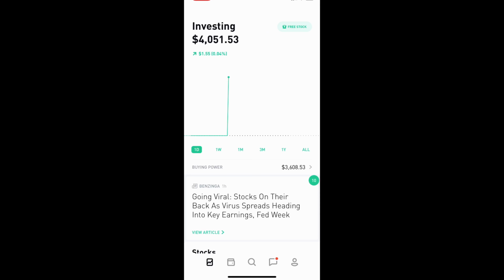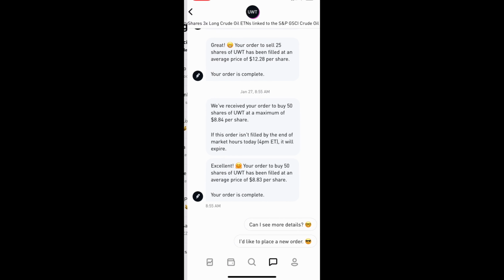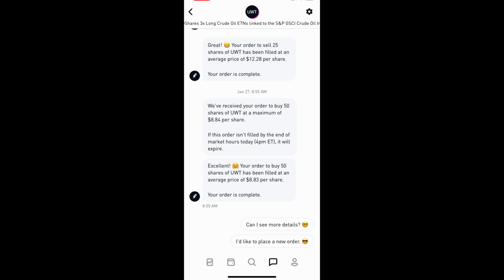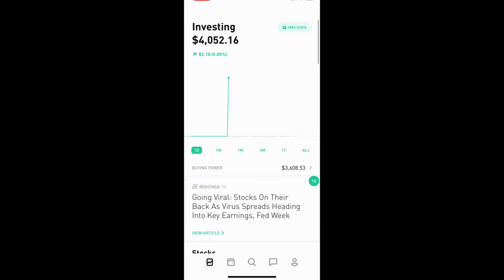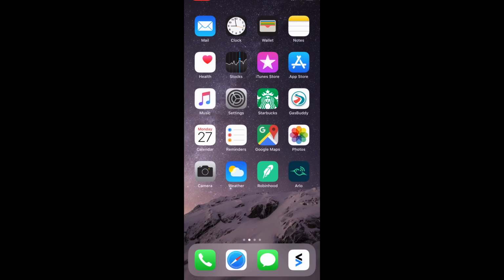Now that I'm back at the Home tab, I'm going to click on the Messages tab to show you it sends you a message when you enter your order, and it also sends you a message when your order is filled. That's it for now. I'll report back when I sell this position later today, and you can see if I made money or lost money.